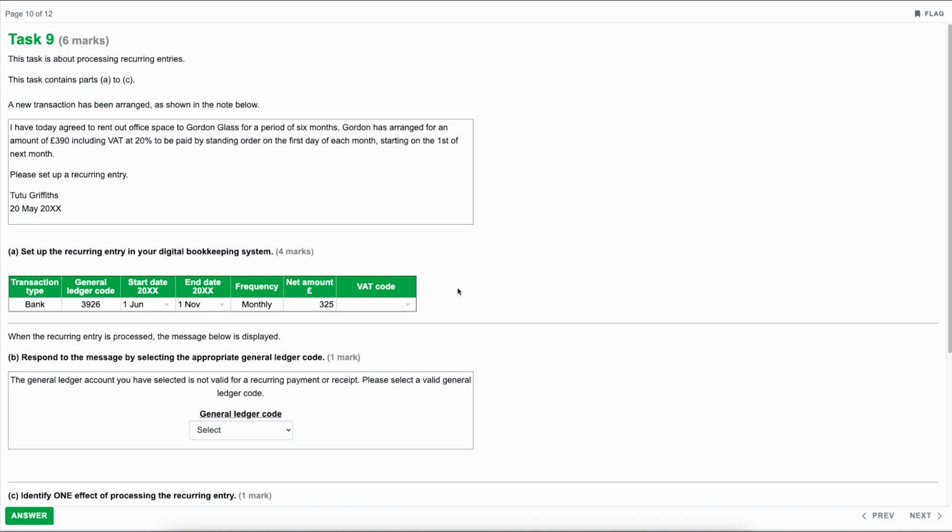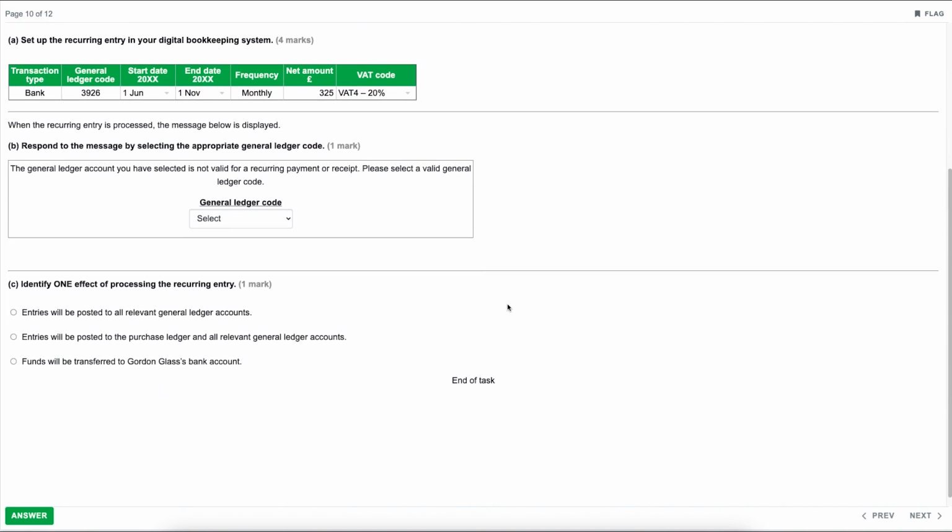It also states then within the question that VAT is at 20%. So for our last box on our VAT code, we're hoping to see VAT number 4, 20%. Okay, and that's it for part A. It is literally just taking the information from the question and entering it into the boxes. Again, once you've done a few of those, I honestly don't think that's too bad at all.